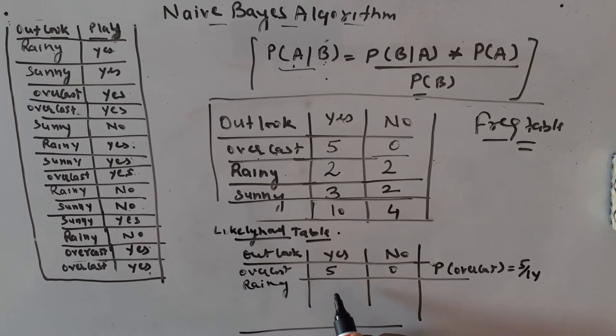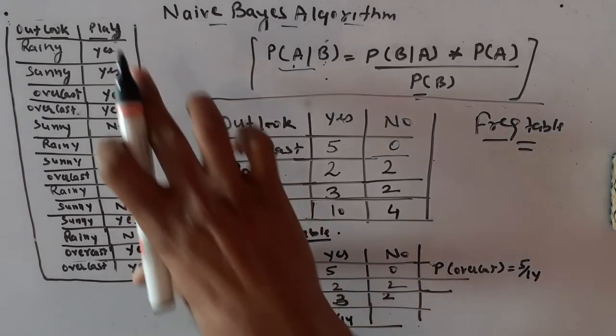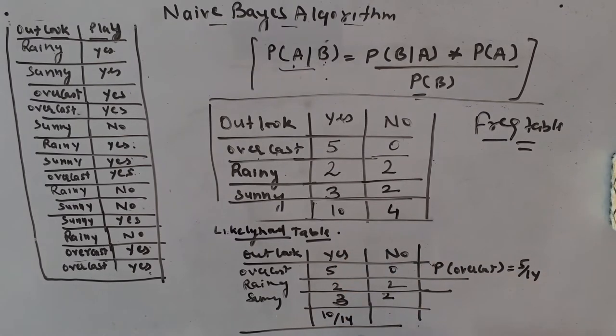If it is rainy, there are 2 yes and 2 no. If it is sunny, there are 3 yes and 2 no. We are going to calculate the probability of each one. There are totals of 5, 2, 7 and 10, and 4. So the probability of yes is 10 divided by 14, because there are a total of 14 occurrences, and out of those 14, there are 10 yes. So the probability of the game happening in any condition is 10 by 14.